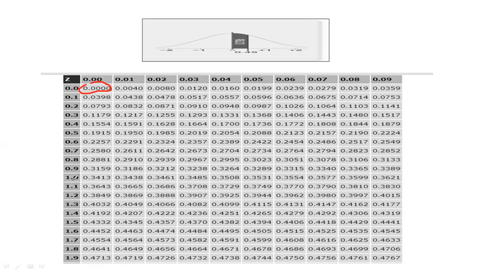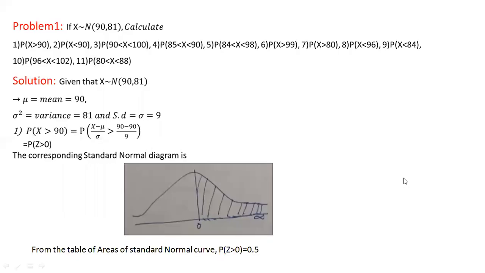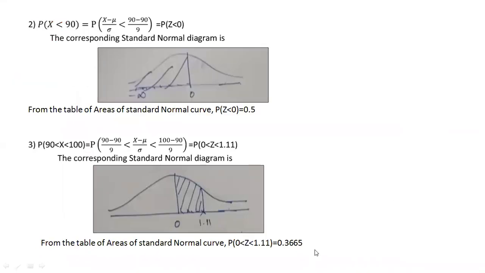The other value is 1.11. So here 1.1 is there and 0.01. By adding these two things we will get 1.11. Their respective value is 0.3665. So this is the table value we are using to get the solution. You can see here 0.3665. 0 plus 0.3665 equals 0.3665. This is the answer. This is the area we are covering from 0 to 1.11. Both are in the positive direction.